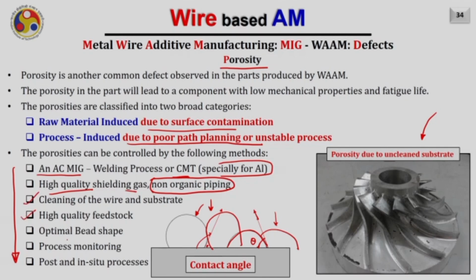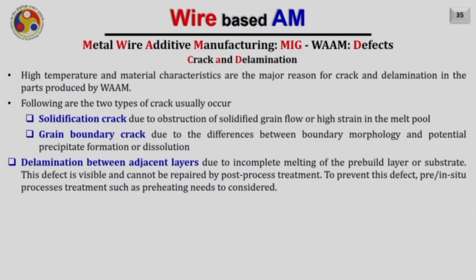We should be very much focused on the bead shape. If the bead shape has a very high contact angle, in that case we should not choose those process parameters correspondingly. We need to monitor the process closely, as well as we can perform some post and in situ processes to eliminate the porosities.